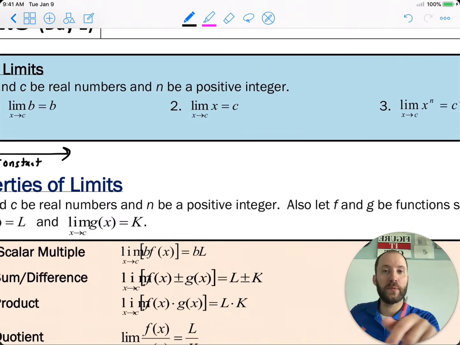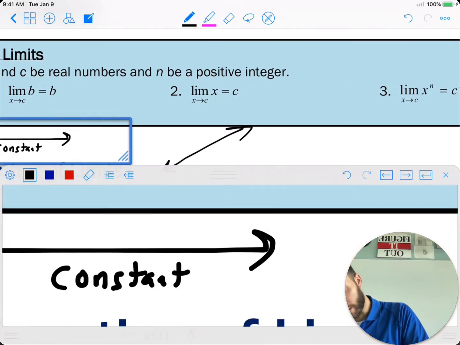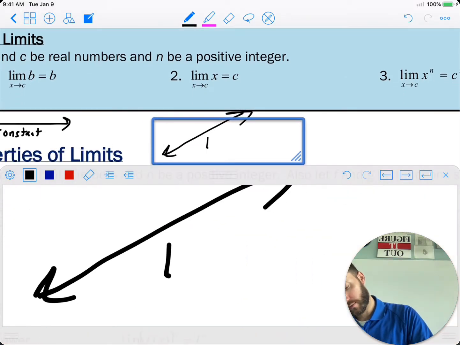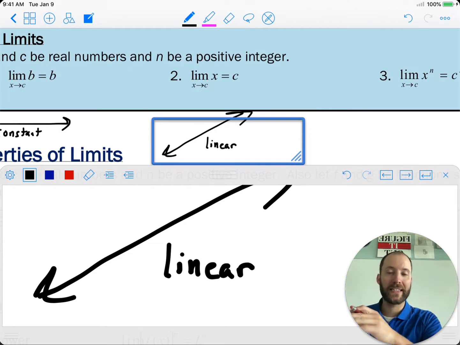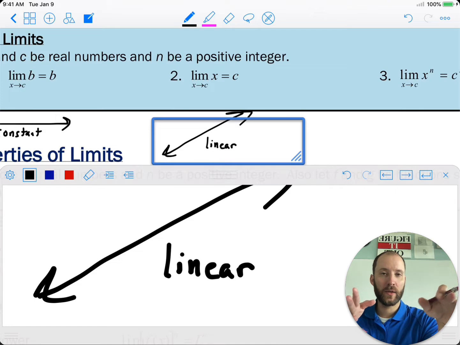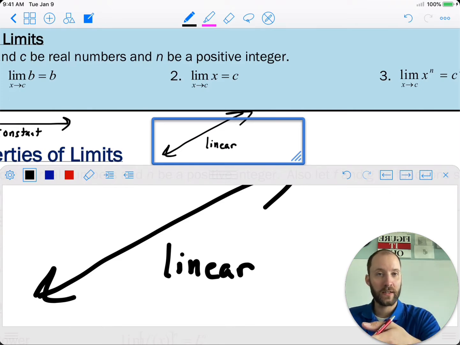Example 2, the limit of x as x approaches c is c. This is just really your linear function. So you have x is approaching c. Well, it makes sense. The limit is then c, because x is approaching c. So your limit is also approaching c.